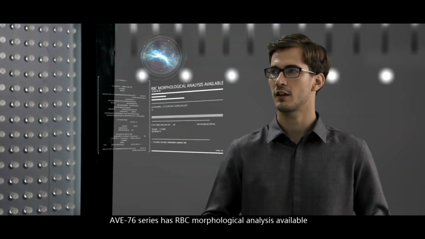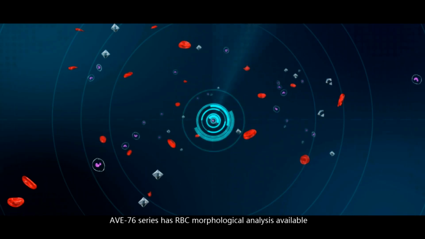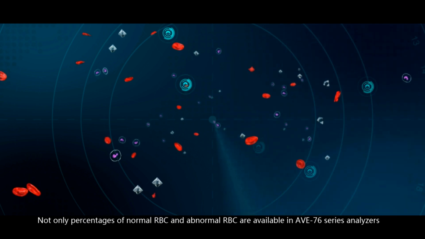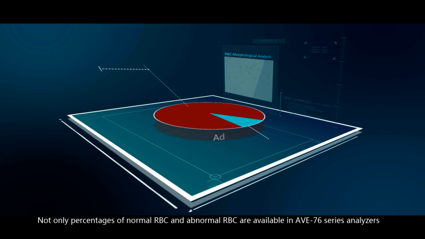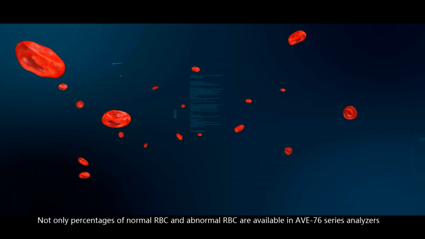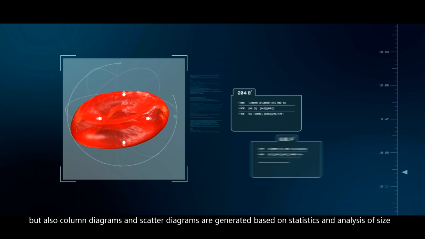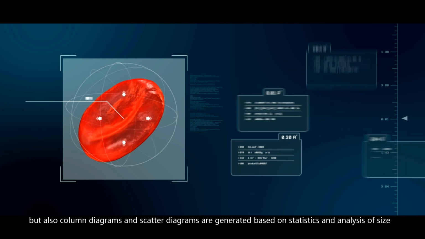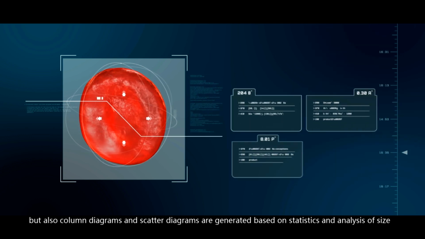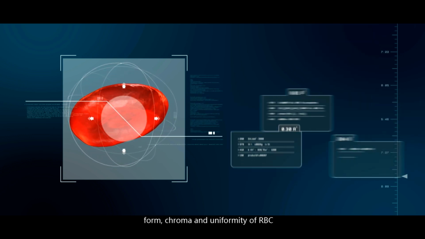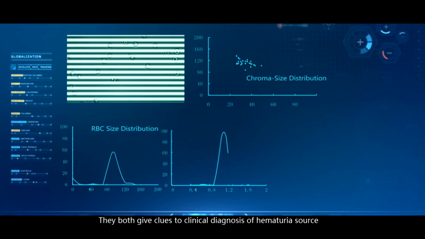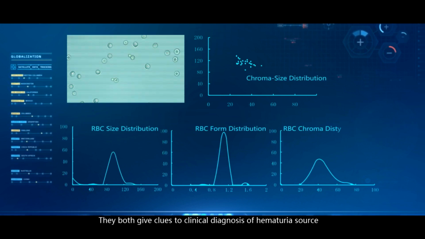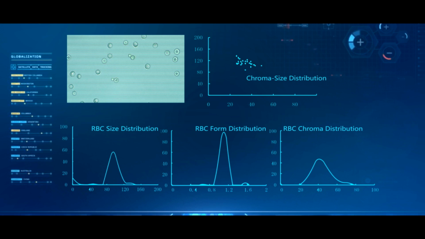AVI-76 series has RBC morphological analysis available. Not only percentages of normal RBC and abnormal RBC are available in AVI-76 series analyzers, but also column diagrams and scatter diagrams are generated based on statistics and analysis of size, form, chroma, and uniformity of RBC. They both give clues to clinical diagnosis of hematuria source.